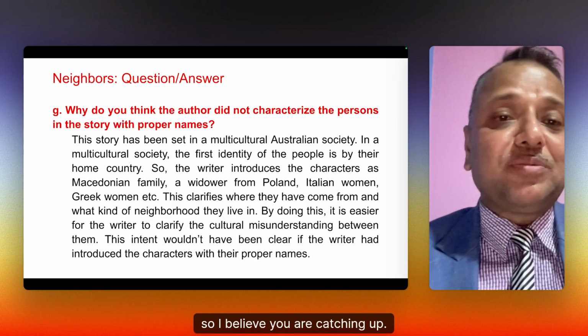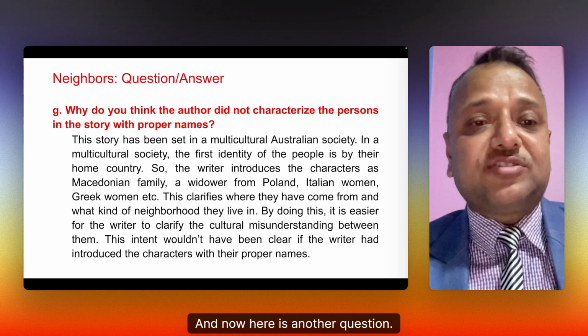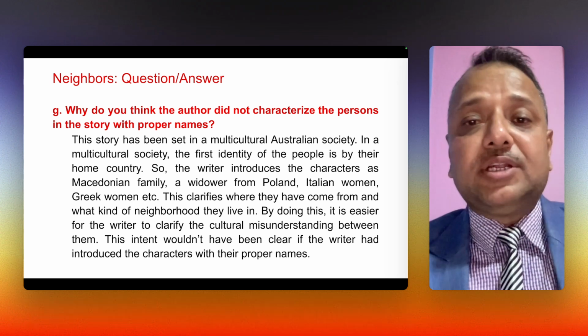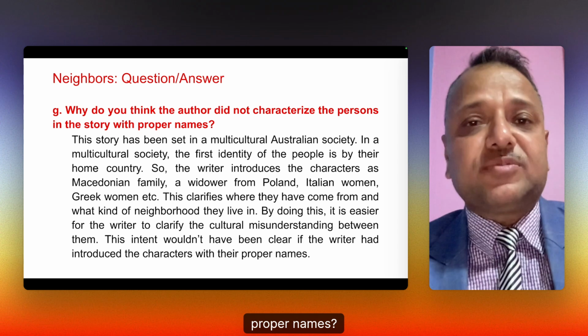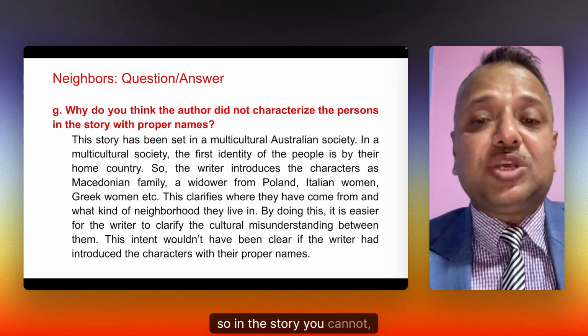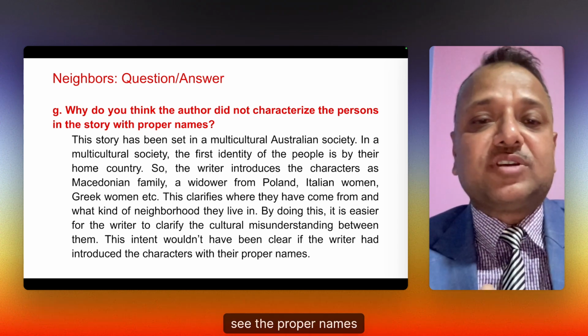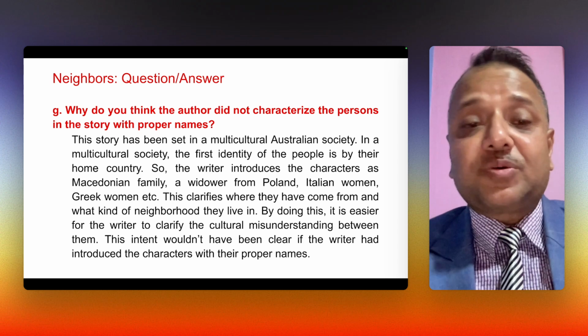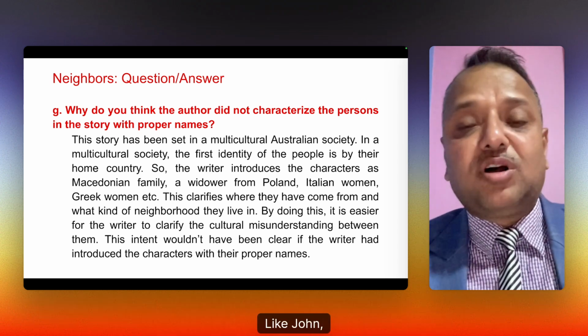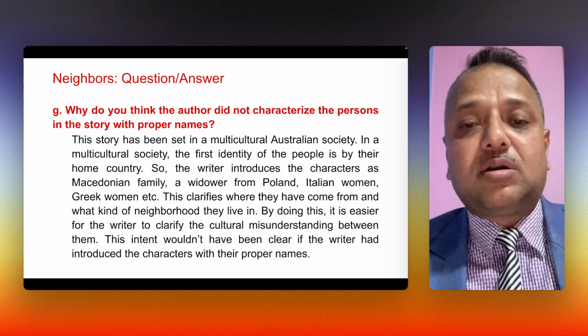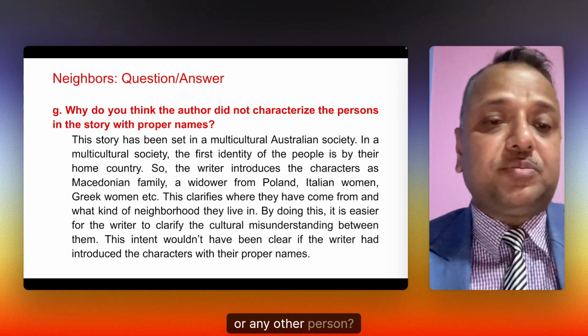I believe you are catching up. And now here is another question. Why do you think the author did not characterize the persons in the story with proper names? Alright, so in the story, you cannot see the proper names given to the characters. Right? Why do you think the story writer has not given their proper names like John, maybe Ben, or Harry, or any other person?